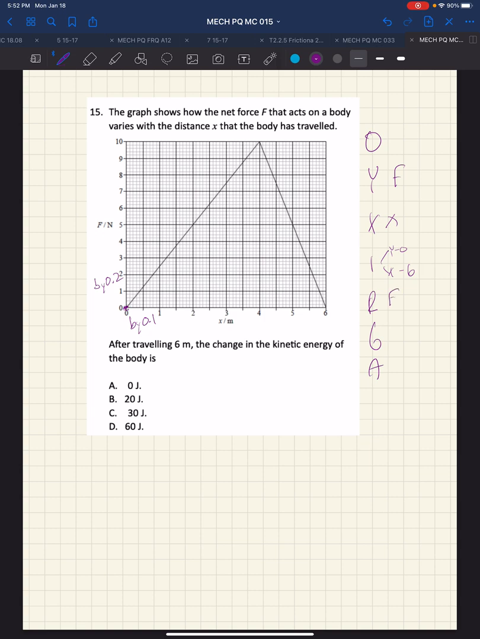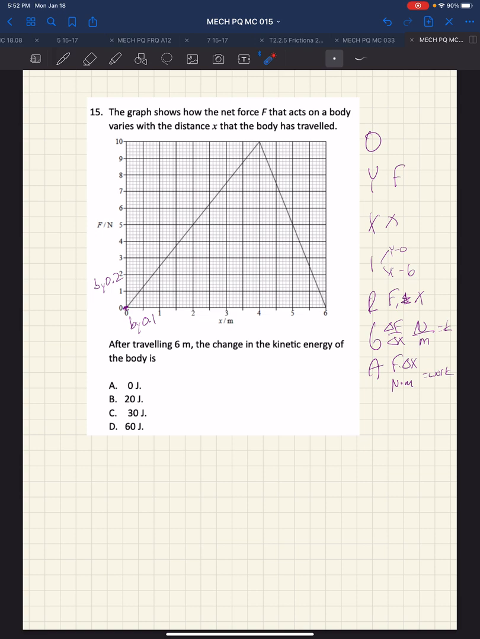Things we could read then are force and distance. The slope is delta F over delta X, which is newtons per meter, which looks like the spring constant K. It has the same units anyway. And the area is F times delta X, which has units of newton meters, which is the units of work.